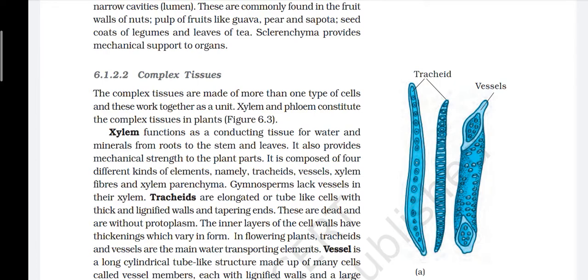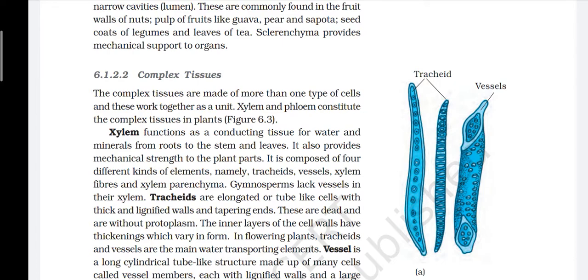Gymnosperms lack vessels in their xylem. Tracheids are elongated or tube-like cells with thick and lignified walls and tapering ends. These are dead and are without protoplasm. The inner layer of the cell wall has thickenings which vary in form. In flowering plants, tracheids and vessels are the main water transporting elements.